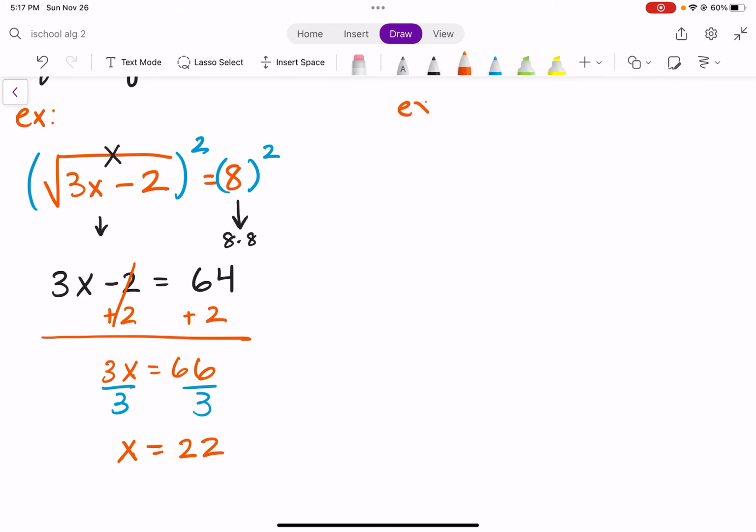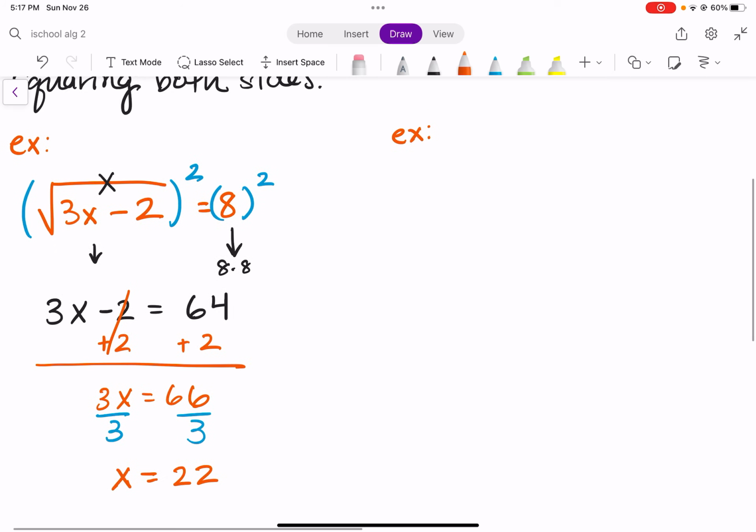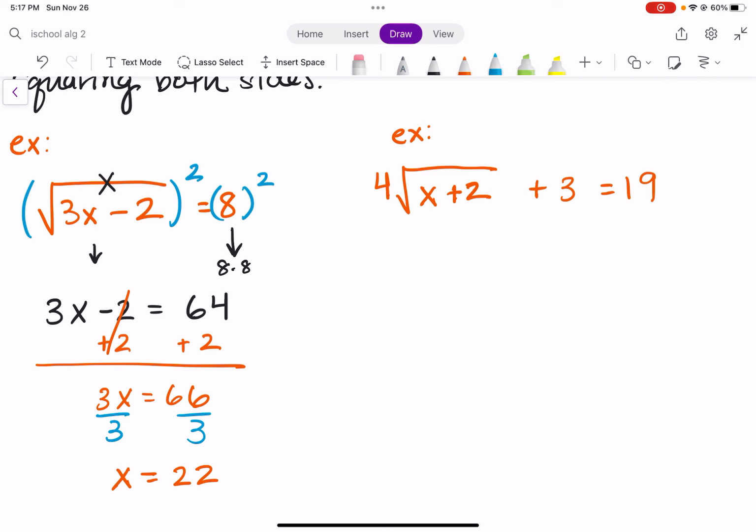This one's going to look slightly more complicated, but it's actually the same thing. So let's say we have 4 square root of x plus 2, plus 3 equals 19, okay? The plus 3 is not underneath the square root. When we have something like this, where on the side of the square root, we have some other things, right? We have the 4 and we have the plus 3. What we need to do first is we need to isolate the radical. So that means we want to get it by itself, okay?